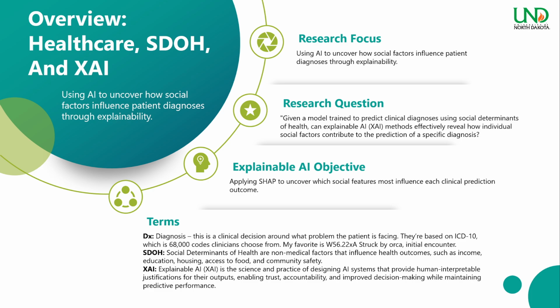And then XAI, or explainable AI. I don't actually like anyone else's definition of explainable AI, and arguably true explainable AI, at least for neural network models, doesn't exist today. They're all post hoc methods instead of intrinsic to the model. But that said, my definition of explainable AI is the science and practice of designing AI systems that provide human interpretable justifications for their outputs, enabling trust, accountability, and improved decision making while maintaining predictive performance.